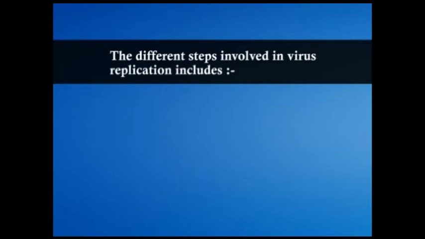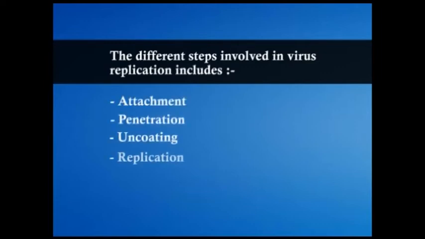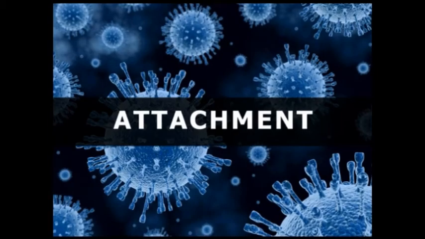Generally, all viruses enter the body through the epithelial surface of the respiratory tract, alimentary tract, and the reproductive tract. Sometimes these viruses can also enter through wounds in the skin. The different steps involved in virus replication include attachment, penetration, uncoating, replication, assembly, and finally release. So first we'll come to attachment.